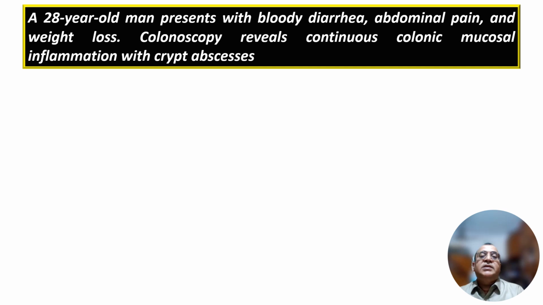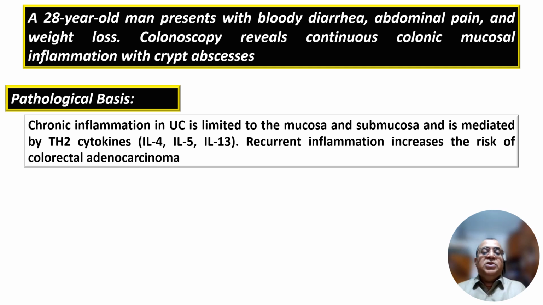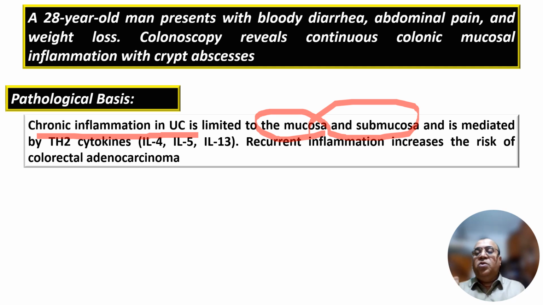Now, here is another example of chronic inflammation. A 28-year-old man presents with bloody diarrhea, abdominal pain, and weight loss. Colonoscopy reveals continuous colonic mucosal inflammation with crypt abscess. So there is chronic inflammation in ulcerative colitis that is limited to mucosa and submucosa only, in contrast to Crohn's disease that involves the whole of the gut wall.